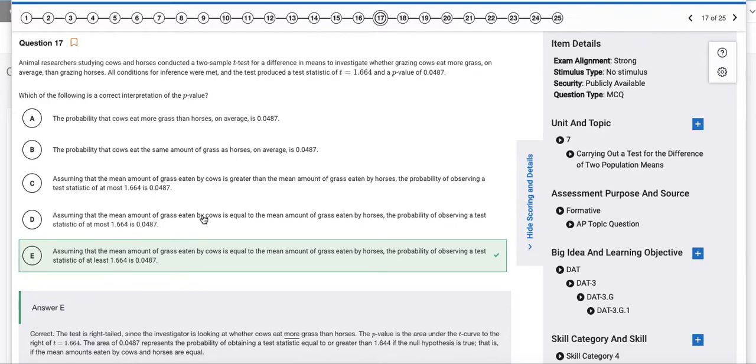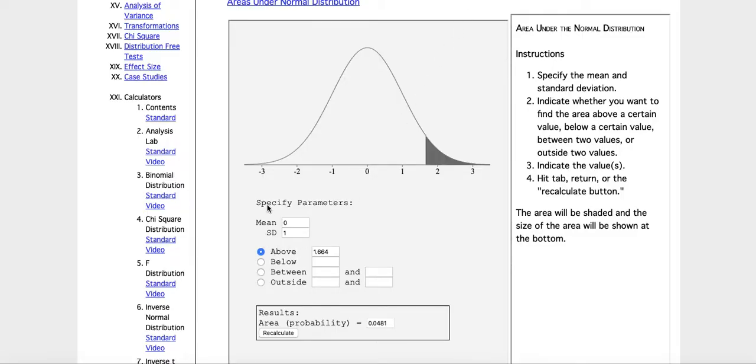All right. For number 17, talking about cows eating more grass than horses here. So we get a p-value of 0.0487 from a test statistic, a t-score of 1.664. So it's asking us, what does that actually mean? What does that p-value represent? If we have this curve here, and we got a test statistic of 1.664, 1.664 is right here. So it's that value or above. The probability of getting a value of 1.664 or above is this p-value.